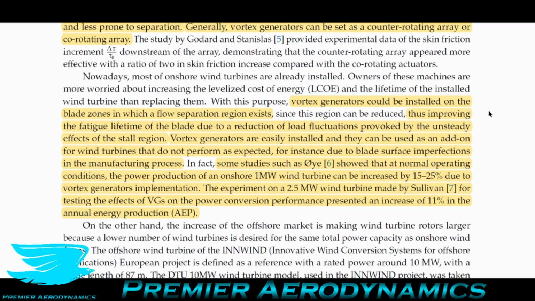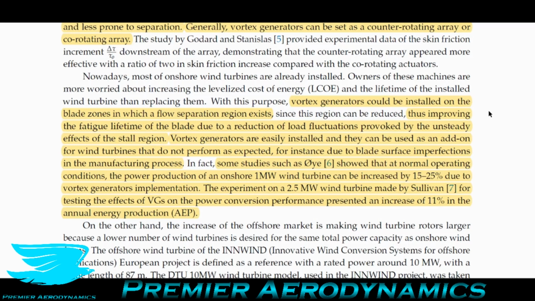Some studies showed that at normal operating conditions, the power produced by an onshore 1 megawatt wind turbine can be increased by 15 to 25% when you put vortex generators on the wind turbine. That's amazing. What they're saying is a 1 megawatt wind turbine is suffering by about 15 to 25% due to flow separation, and vortex generators can benefit that. They can get rid of that problem, at least to some extent.